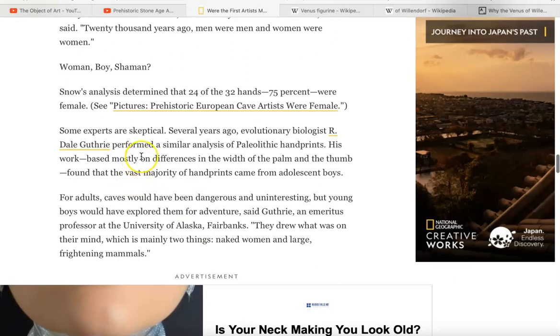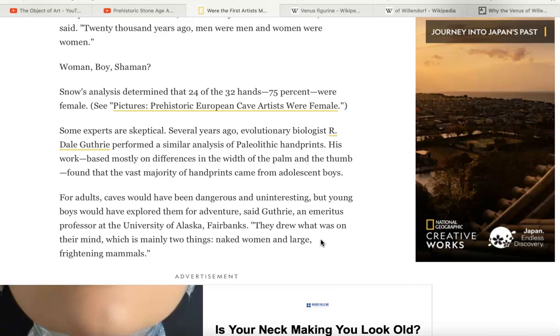There's another expert. I mean, they're all experts. But another expert, somebody named R. Dale Guthrie, determined that no, they're not women, they're adolescent boys. So who are we going to believe? Who are we going to believe, and why and how?